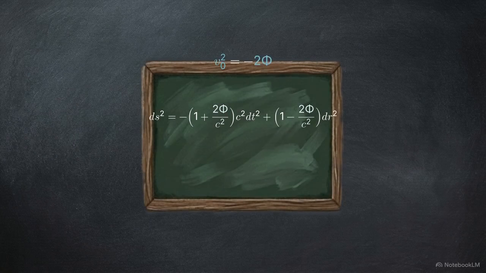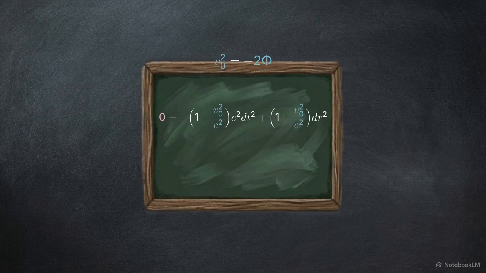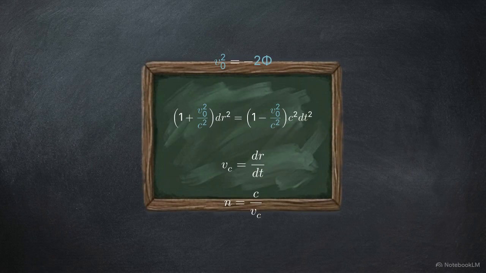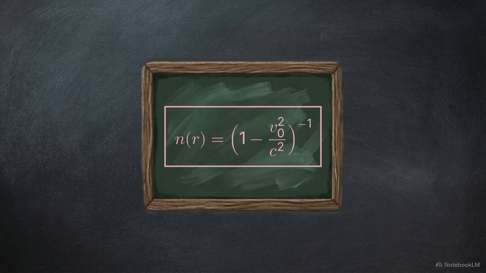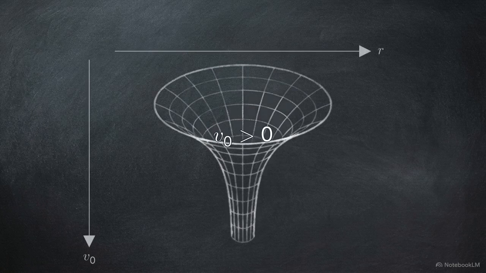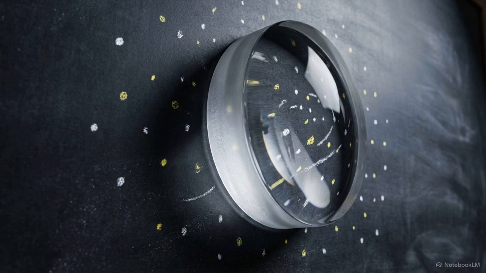Substituting v sub 0 squared for the gravitational potential tracks how geometry affects spacetime. Setting the line element to 0 isolates the photon's path, revealing the coordinate speed of light. This geometric solution yields the exact refractive index, n of r. Because the velocity potential v0 has a real value, the refractive index is strictly greater than 1 inside the cosmic potential well. This confirms that the universe functions as an optical medium with a gradient index.